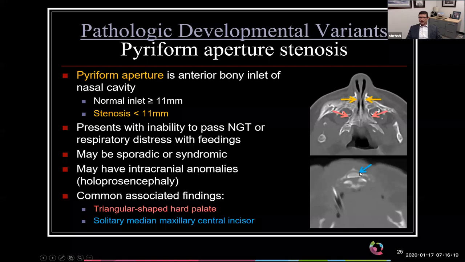When you have the solitary median maxillary central incisor, it's still most likely an isolated anomaly, but now you have an increased incidence of intracranial malformations or associations with syndrome. So in about 75% of the cases, you're going to see this, but it's only a small percentage that are going to have the intracranial abnormalities or syndromic associations.